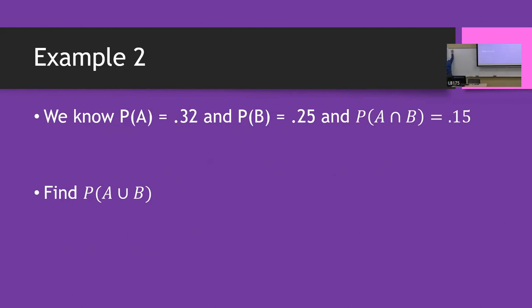So in an experiment, we already know that the probability of A is 0.32. The probability of B is 0.25. And the probability of the intersection is 0.15. Find the probability of the union.